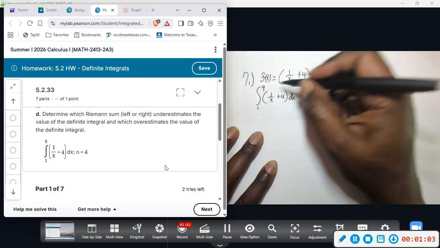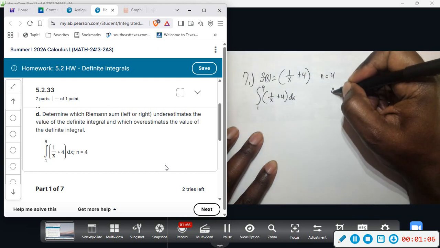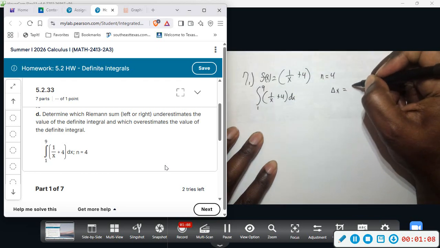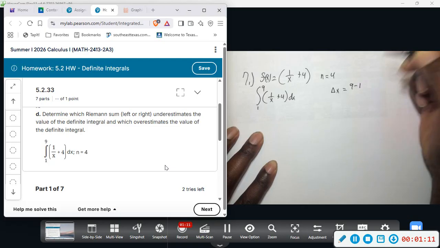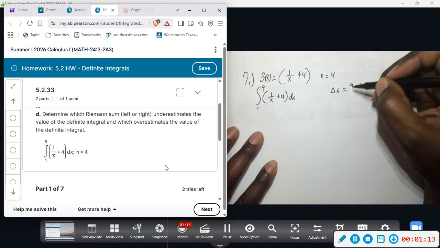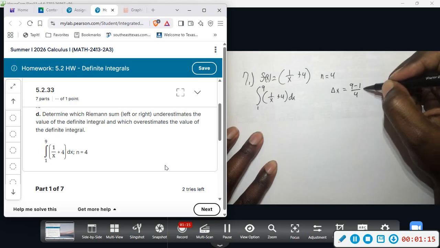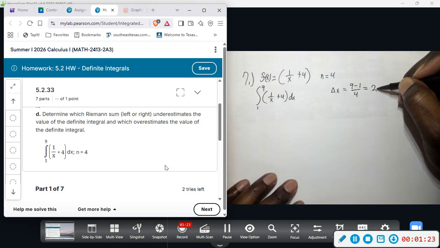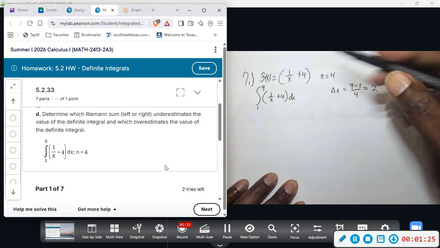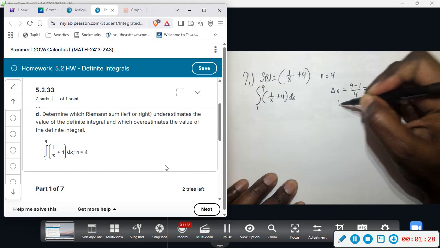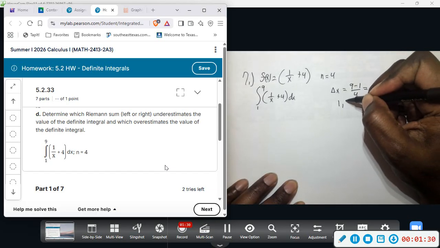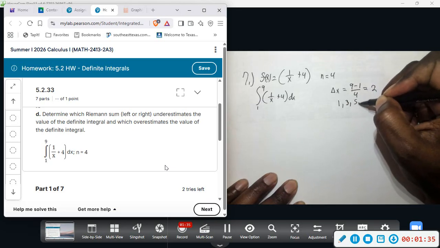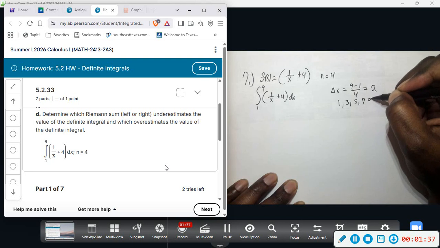All right, so our partitions: upper limit minus lower limit, divided by the number of partitions we want to make. 9 minus 1 is 8. 8 divided by 4 is 2. So our change in x would be 2. So our grid points starting from 1 would count by 2. So we would have 1, 3 if we add 2, then 5, 7, and then we would end at 9.